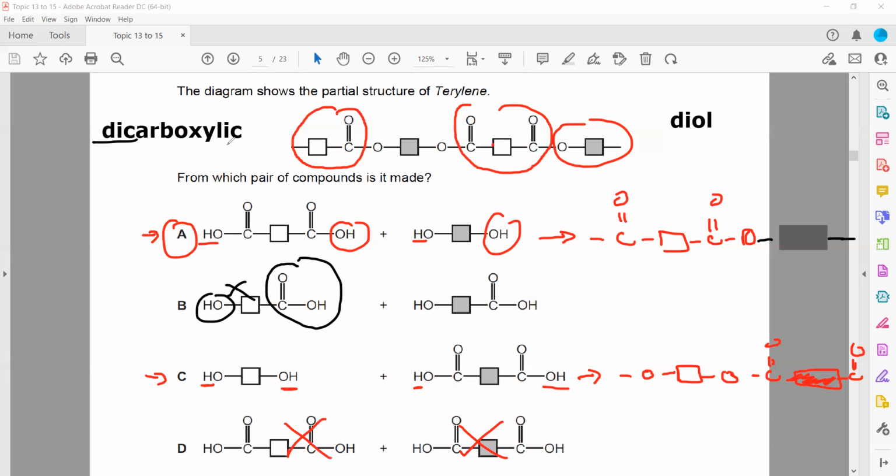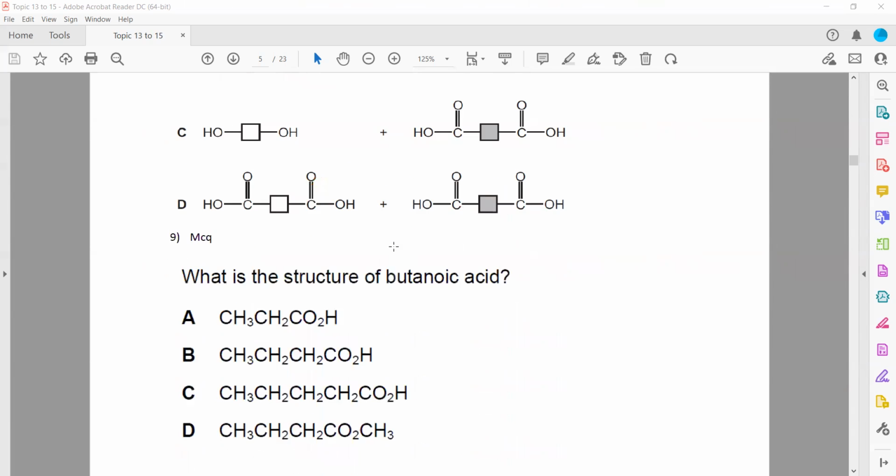So there are blank pages available in the exam. You can use them to draw the structure and work out which one it matches with.